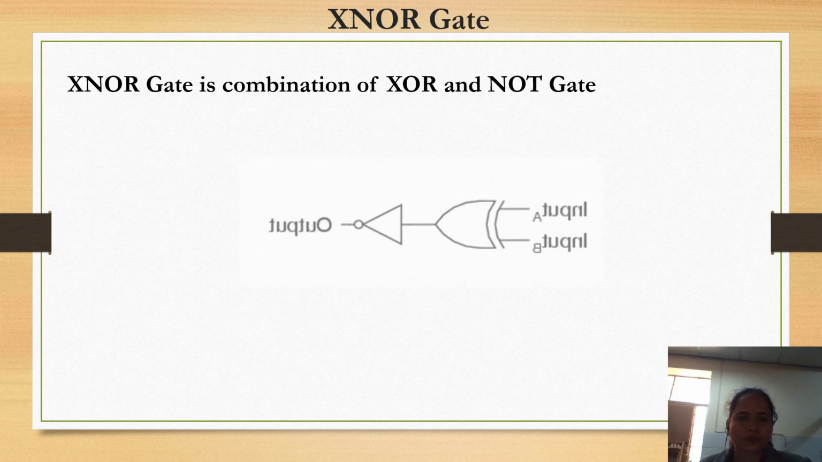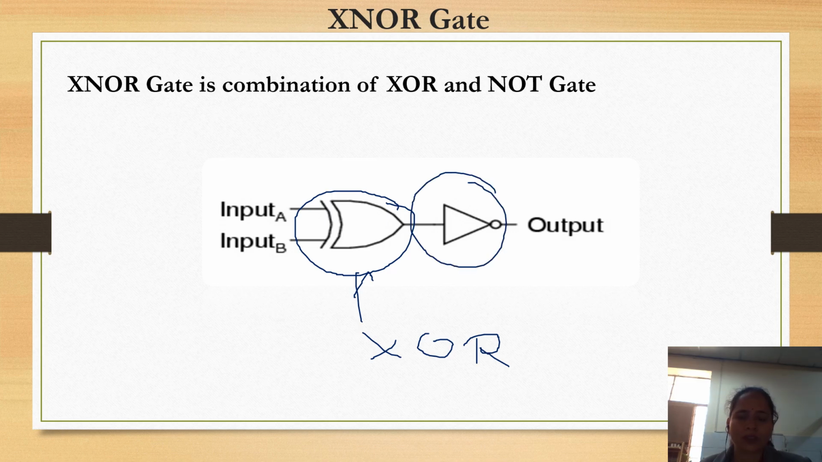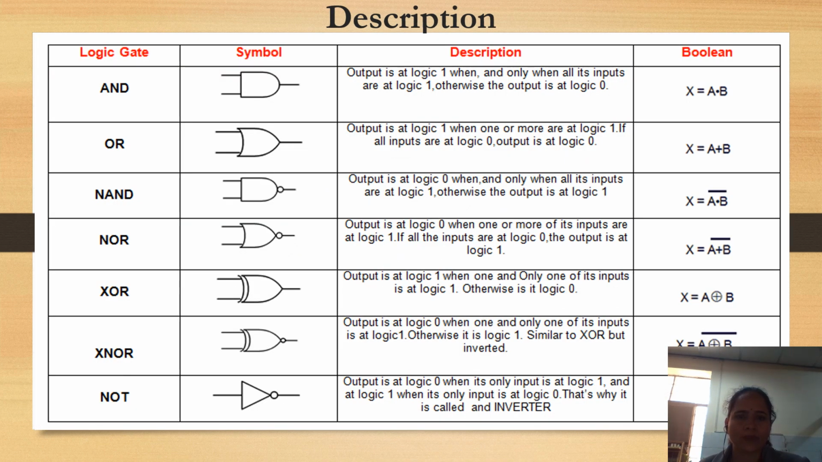And this is the basic circuit diagram of the XOR gate. What we have to do is just add a NOT gate in front of the output of the XOR, and that's how the XNOR gate is created. Okay, so here we have the logic gate names and their symbols, and here the Boolean representation or the equation of these diagrams.